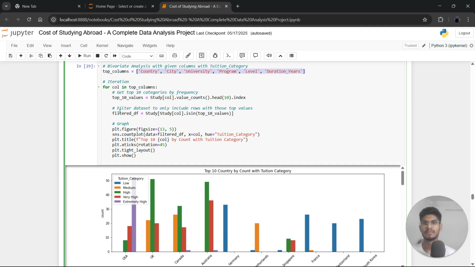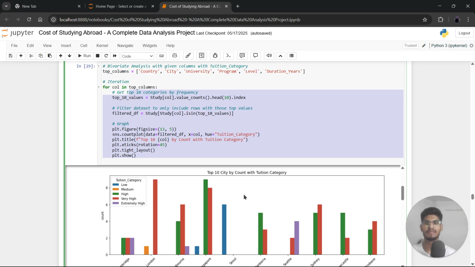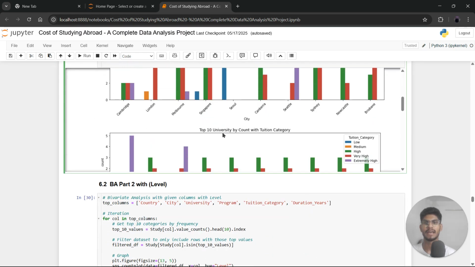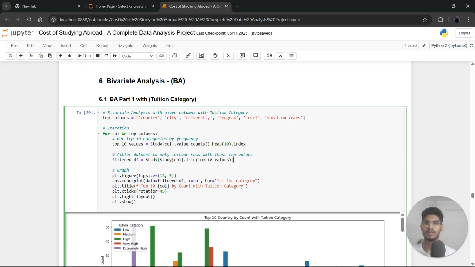First country will come, then all this will run, and then we'll print this graph. Then city will come, then again this program will run from here to here, and this chart will be visualized. Then the university will come in the column, this program will run from here to here, and then we will have this graph. So I will show you each graph one by one.